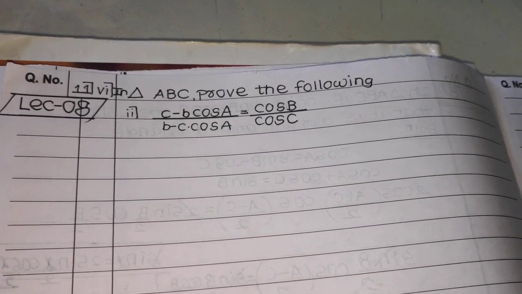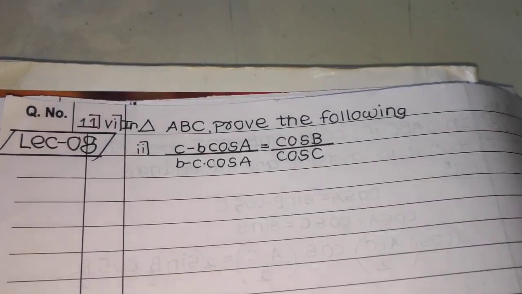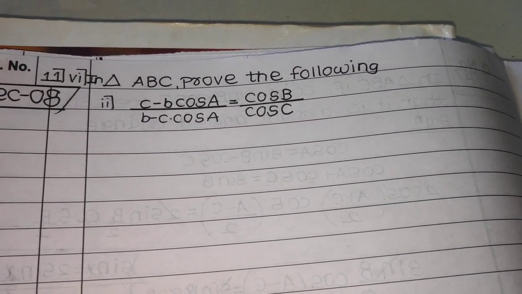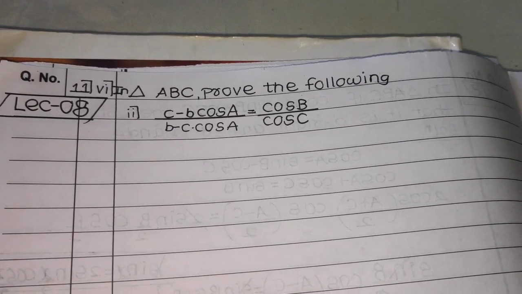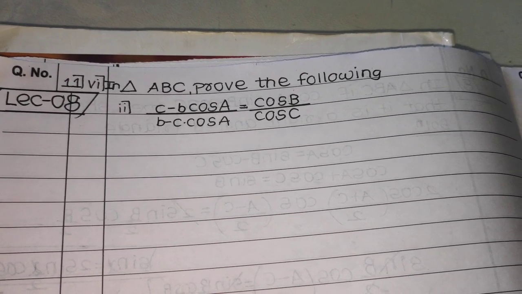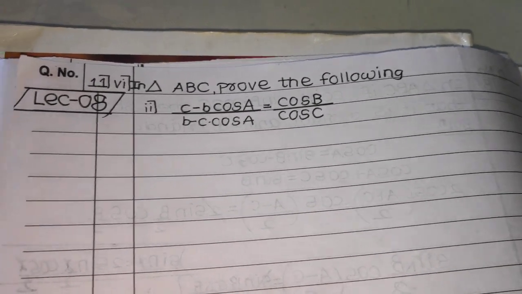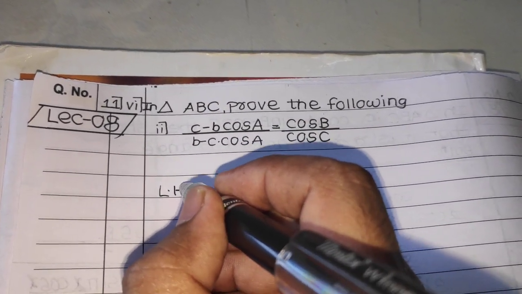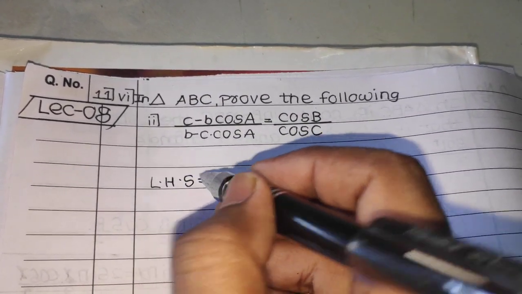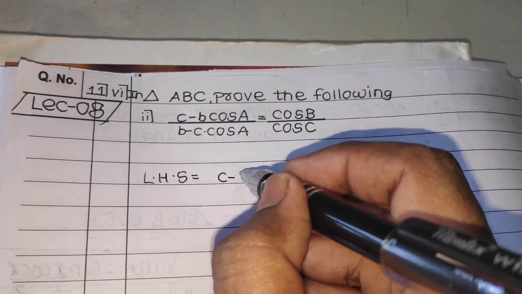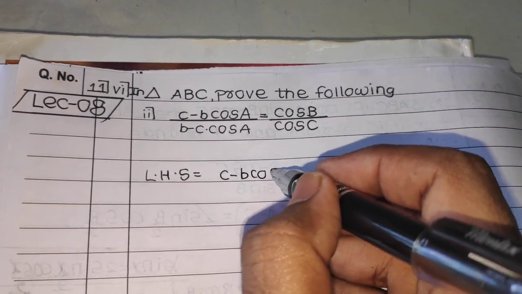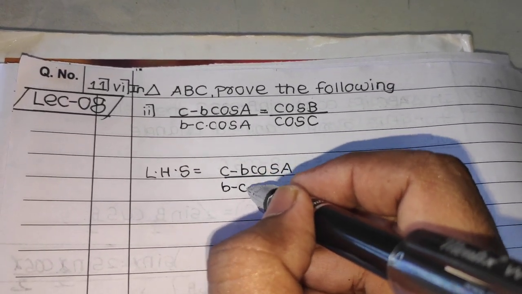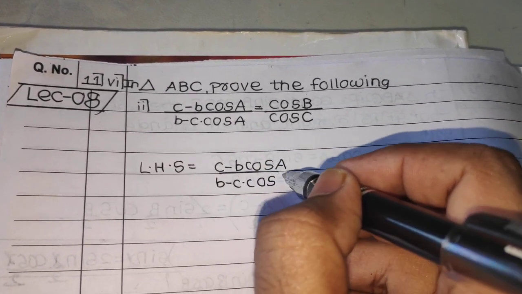In triangle ABC, prove the following, that is (c minus b cos A) upon (b minus c cos A) equals cos B upon cos C. So that's what the whole structure is. So let me start with the left hand side: c minus b cos of A upon b minus c cos of A.